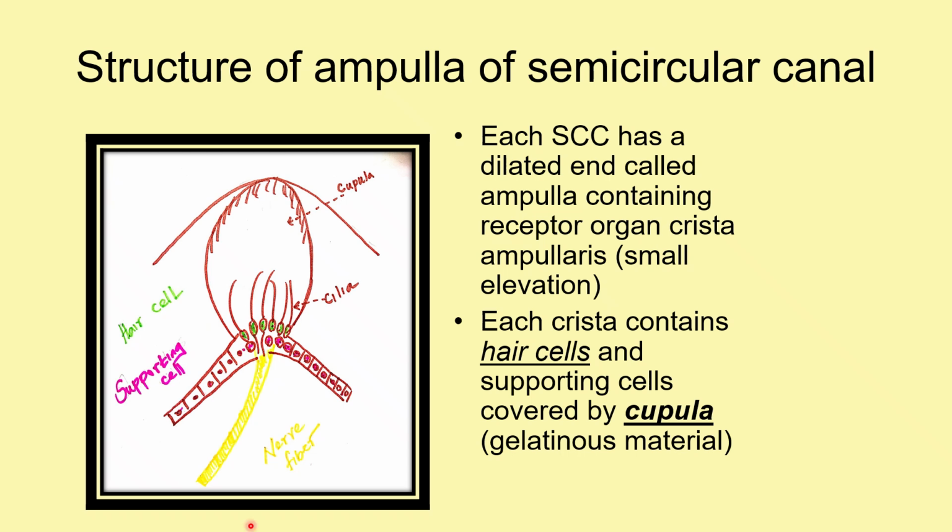Sensory epithelium present in the semicircular canal is called the ampulla. This is the structure of the ampulla. Each semicircular canal has a dilated end called the ampulla, containing the receptor organ, the crista ampullaris. Each crista ampullaris contains hair cells and supporting cells. These are covered by the cupula, which is a gelatinous material.